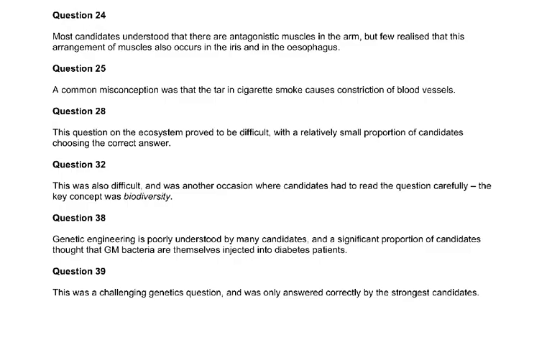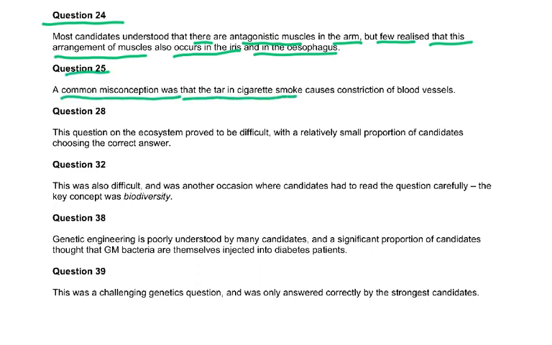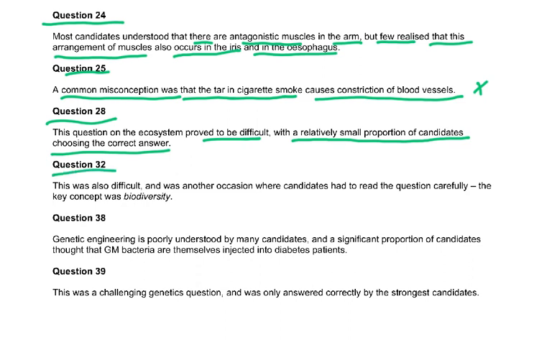Then let's look at the exam report, question 24. Most candidates understood that they were antagonistic muscles in the arm, but few realized that this enlargement of muscle also occurs in the iris and in the esophagus. Question 25. A common misconception was that the tar in cigarette smoke causes constriction of blood vessels. Wrong. Question 28. The question on the ecosystem proved to be difficult, with a relatively small proportion of candidates choosing the correct answer. Question 32. This was also difficult and was another occasion where candidates had to read the question carefully.